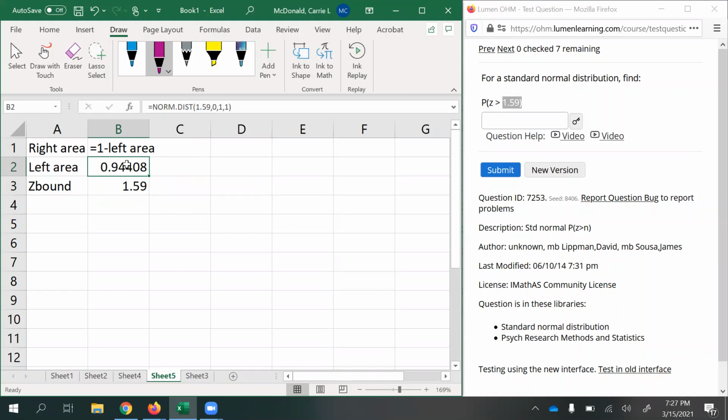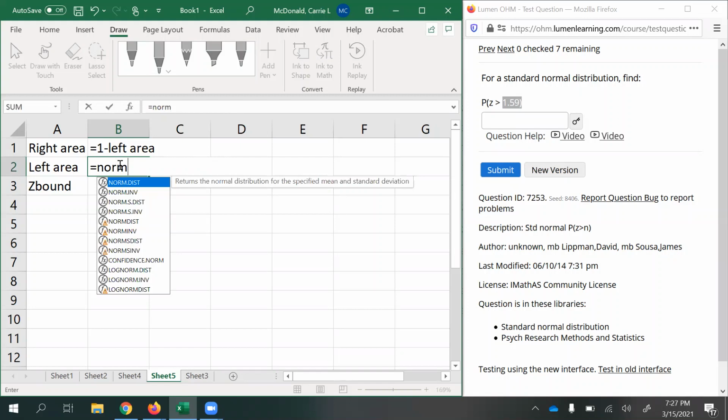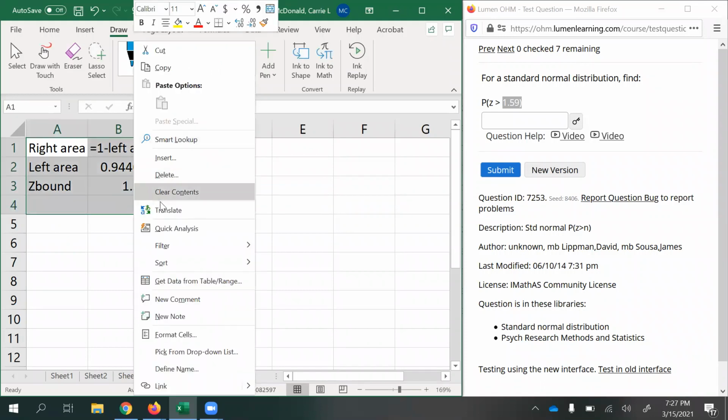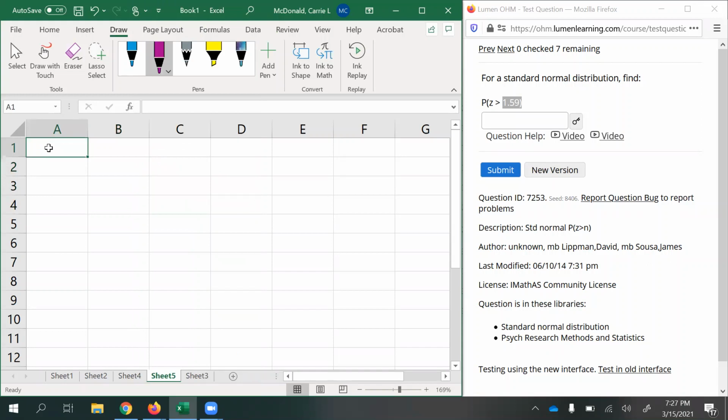All right, so I'll do that again. I did it that time by typing in the answer, or in the boundary 1.59, just typed it in. But if you wanted to make a calculator out of this, you could click on the cell containing the boundary, and you could also get even more fancy. You can do things like, I'll just take a moment to show you how I set mine up. I'll do the mean, the standard deviation, then I'll do the boundary, and then I'll do left area, right area.